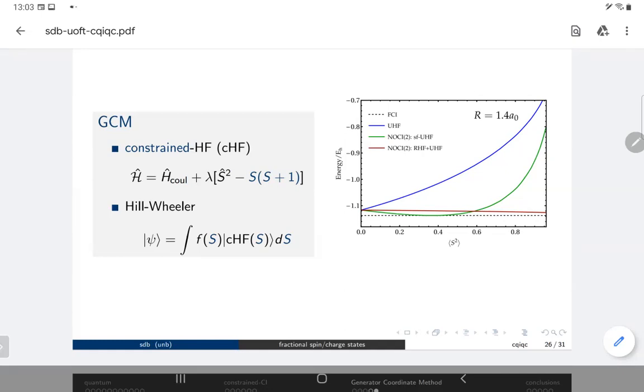Is this close to an S-squared eigenstate? Is the energy better? No, the energy is better. I see the green curve, for example, here. But yeah, exactly. If you look at the wave function corresponding to this, does that have better spin properties? Is that close to singlet? It's a very good thing.